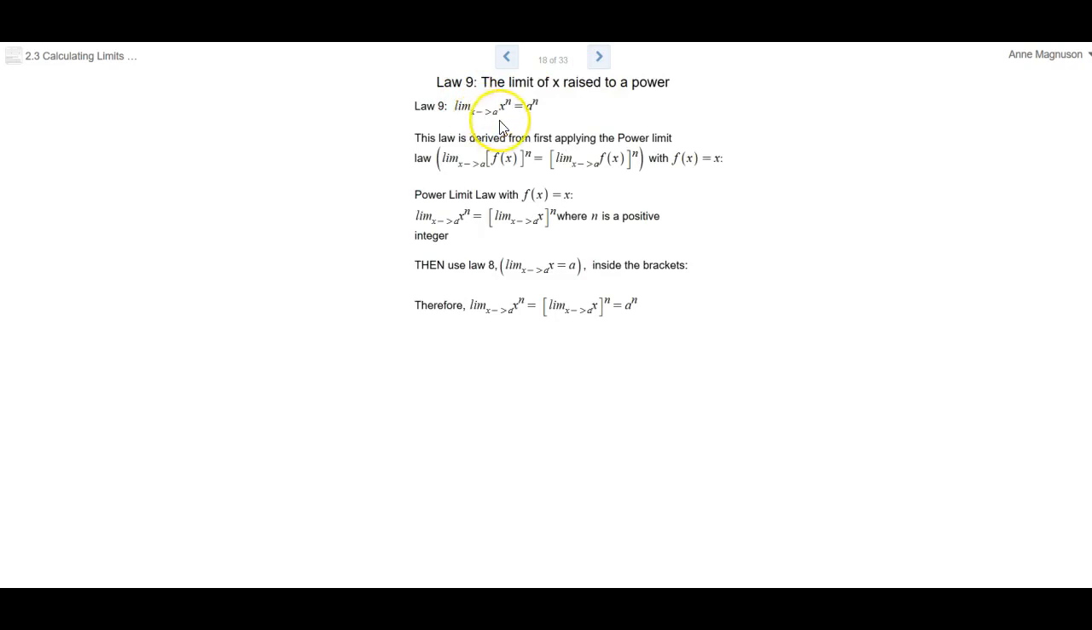So the next law tells us that the limit as x approaches a of x to the n is just a to the n. And that we can derive by using that power limit law that we saw in law 6, I believe it was, with the identity function f of x equals x. So in other words, I can bring the limit of x inside the brackets and raise that to the nth power.